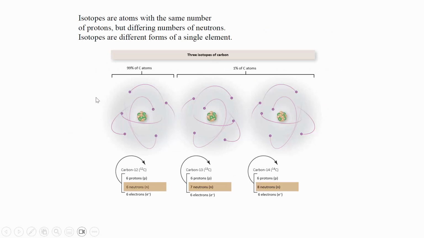Isotopes are the atoms with the same number of protons, but differing numbers of neutrons. Isotopes are different forms of a single element. So for example, carbon. 99% of carbon atoms have 6 protons and 6 neutrons. But there are 2 isotopes of carbon, carbon-13 and carbon-14, that differ in their numbers of neutrons. So the number of neutrons found within the element is 1 or 2 more than most of the atoms of that element.